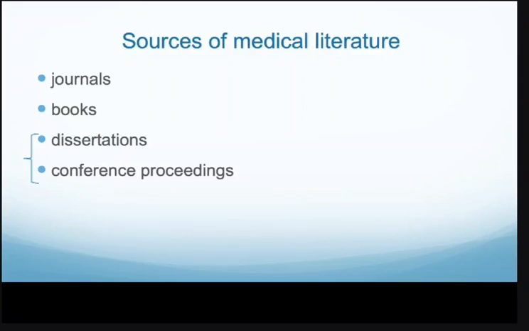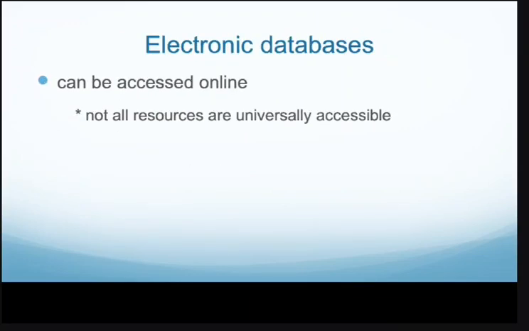So where are you going to find literature? Well, journals are great sources. Textbooks can be used as well. Dissertations and conference proceedings can be used as well. Conference proceedings often are put out prior to journal articles. There are electronic databases that can be accessed online. Not all resources are universally accessible, and these databases in particular are accessible through your Kent account. The Kent Library allows you to access these databases.